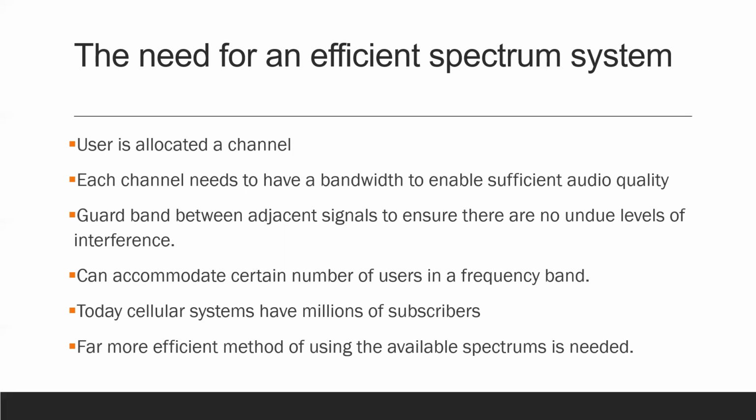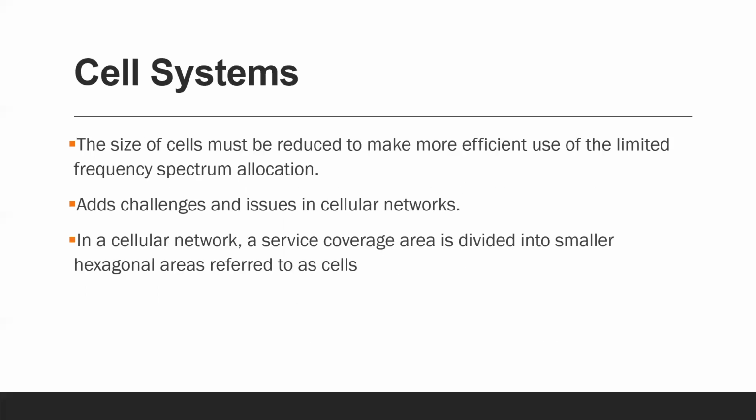Even if 100 megahertz were allocated to the system, this would only enable 4,000 users to have access to the system. Today, cellular systems have millions of subscribers, and therefore a far more efficient method of using the available spectrum is needed. In order to accommodate more subscribers, the size of cells must be reduced to make more efficient use of the limited frequency spectrum allocation. This will add to the challenge of some fundamental issues in cellular networks. In a cellular network, a service coverage area is divided into smaller hexagonal areas referred to as cells.